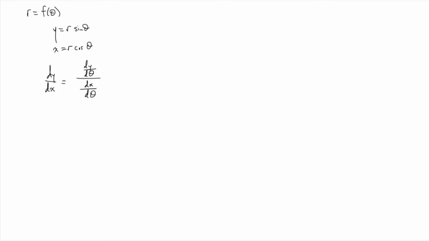And these derivatives are not difficult to compute. We have expressions for x and y in terms of theta. For example, y equals r times the sine of theta. We have to remember that r itself is a function of theta. So that to compute dy d theta, for example, we need the product rule. The derivative of the first, the derivative of r, is dr d theta, times the second, which is the sine of theta, plus the first, which is r, times the derivative of the second, and the derivative of the sine of theta is the cosine of theta. So that gives this expression for dy d theta.